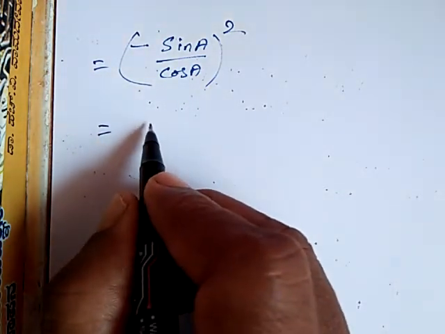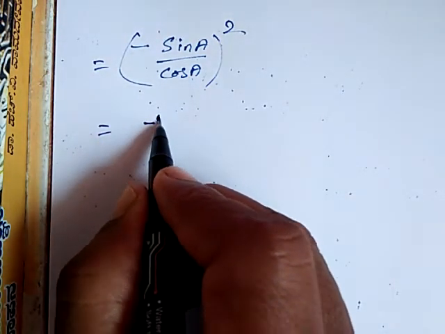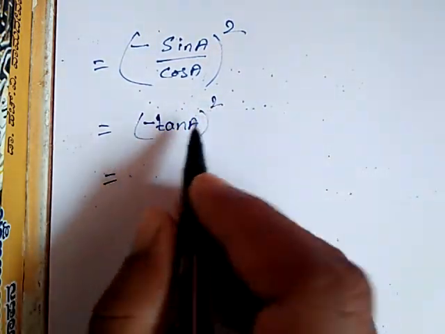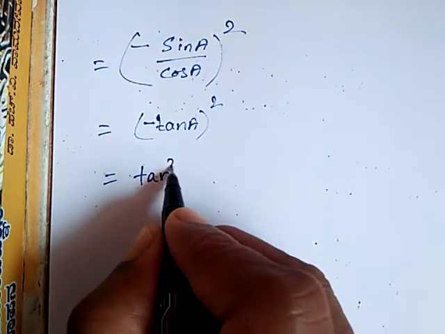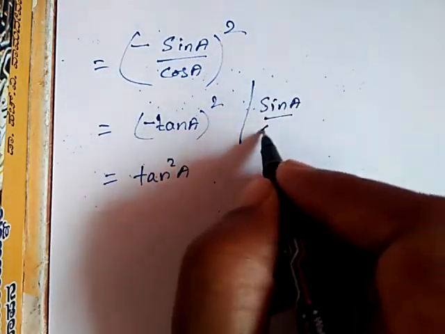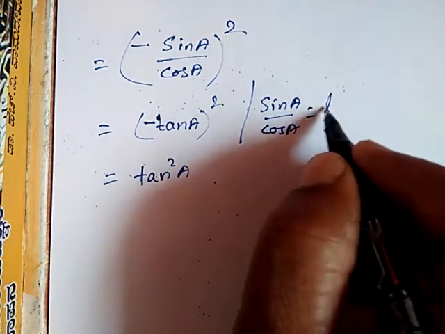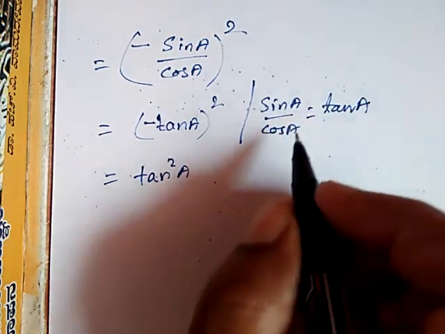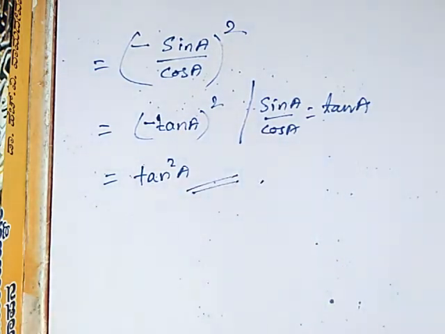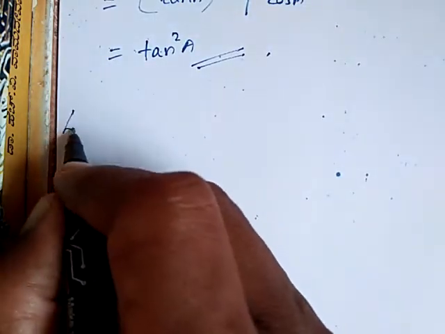So this will be minus tan a whole square. Minus into minus is plus, so it will be tan square a. Since we know that sin a divided by cos a is equal to tan a, we are getting tan square a. So this is the answer. We will have one more example here.